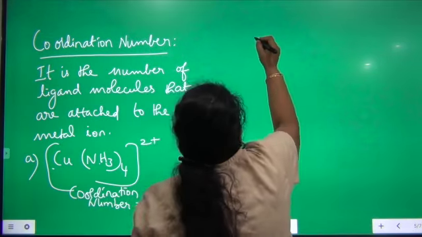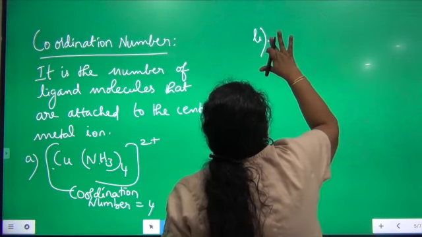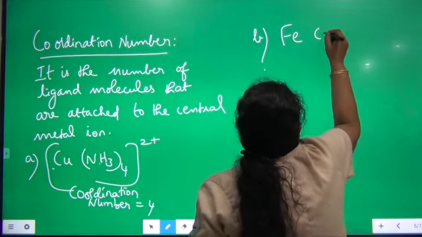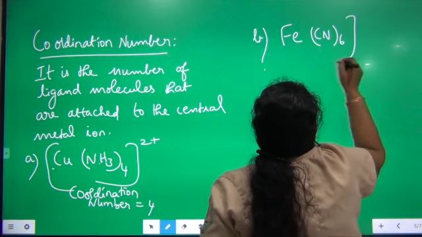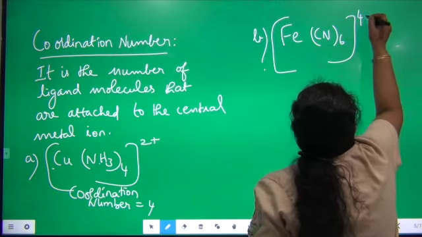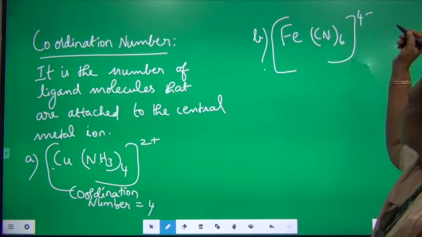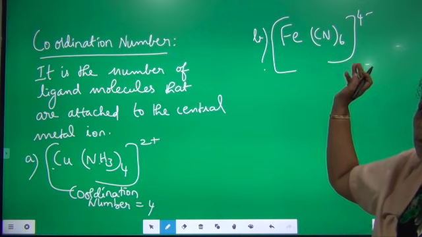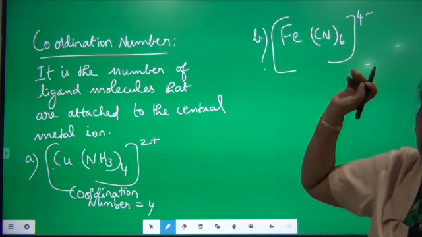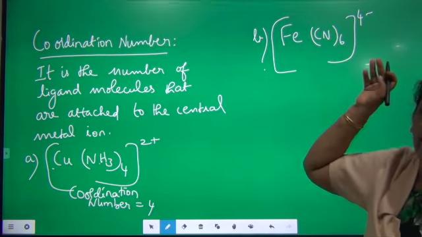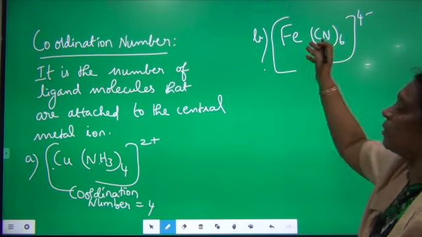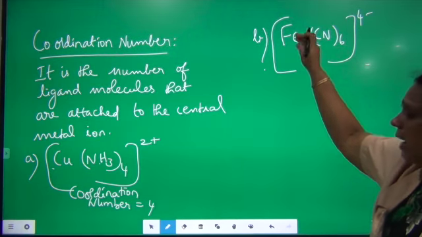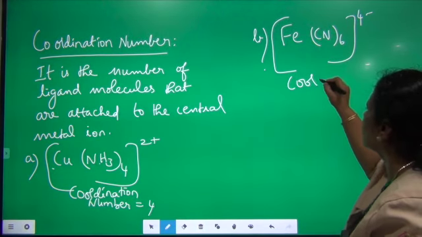The other complex is [Fe(CN)6]4-. Here we are going to calculate the coordination number. Already I told you, it is the number of ligand molecules attached to the central metal ion. The central metal ion is iron here. Cyanide is a negative ligand which is attached to the central metal ion. There are totally 6 cyanide ligands attached to the central metal ion. Therefore, coordination number is 6.